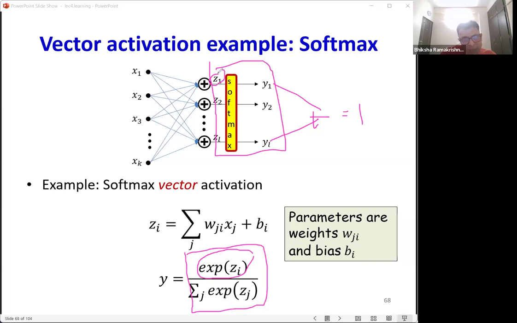So suppose I increase z1. What will happen to this guy in this case? Will it increase or decrease? Each z is being exponentiated. So if I increase z1, what will happen to this guy? Is it going to increase or decrease? How many of you think it's going to increase? Give me a thumbs up.